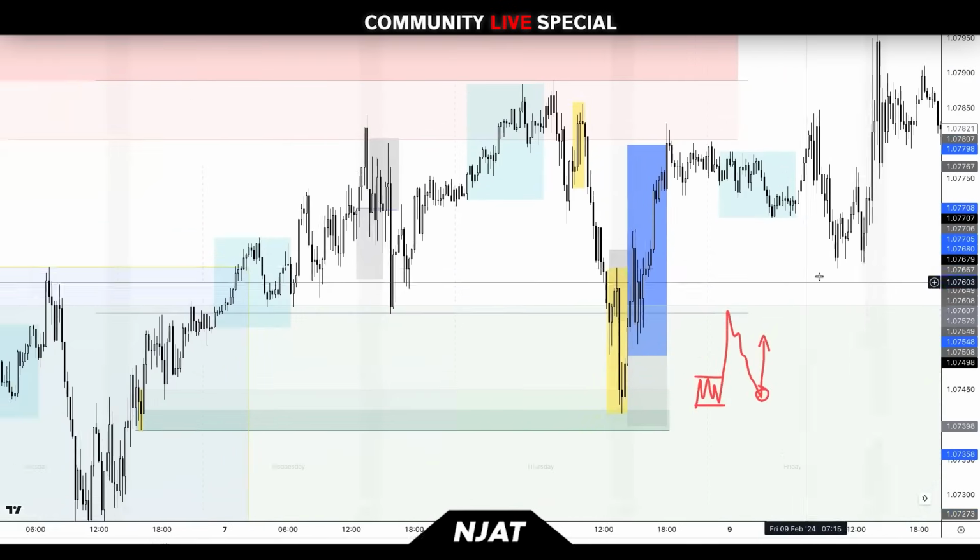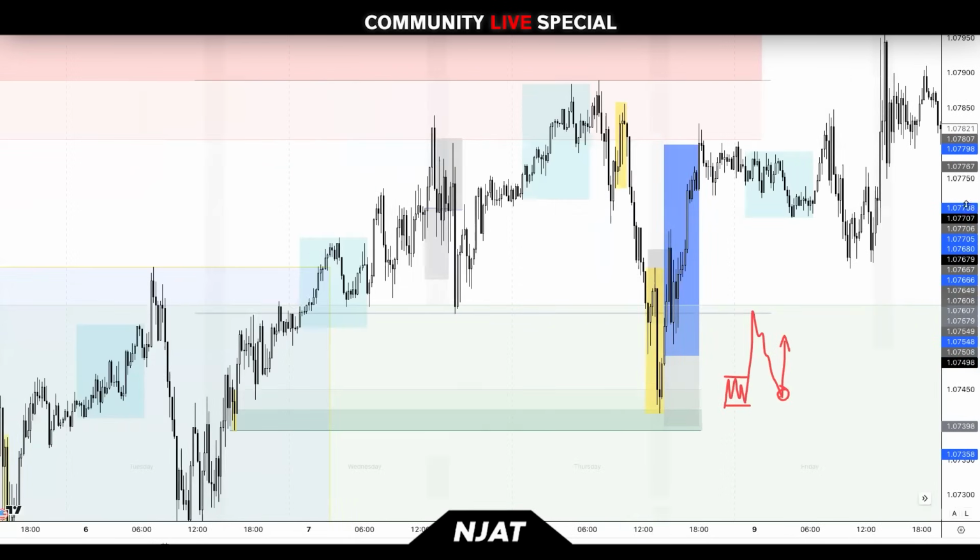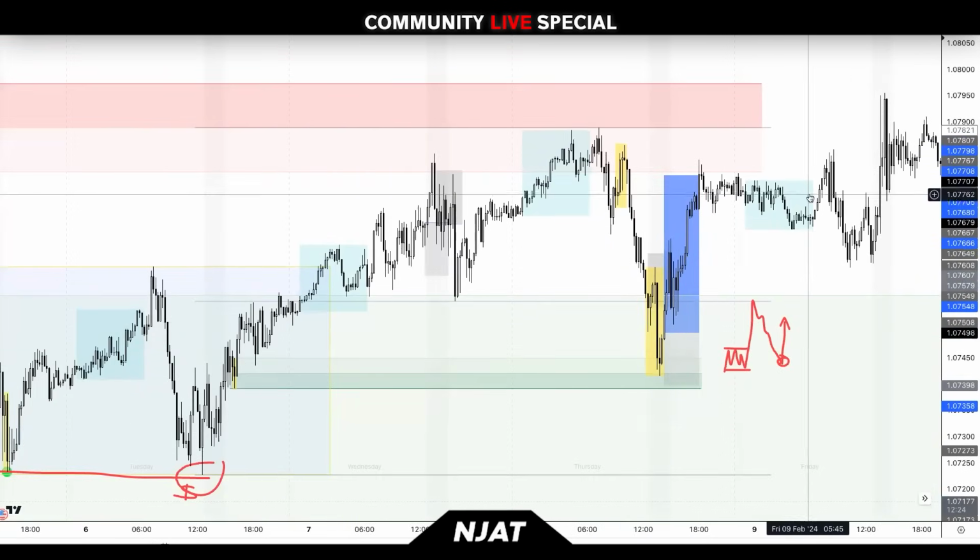Now, when it comes to entry, of course, I just want to see a fractal low printed at this point of mitigation here. So this is where we get that fractal low in the market, and then I get my entry candle within the market. So that's the whole trade idea. That's the entry added on to the trade idea.